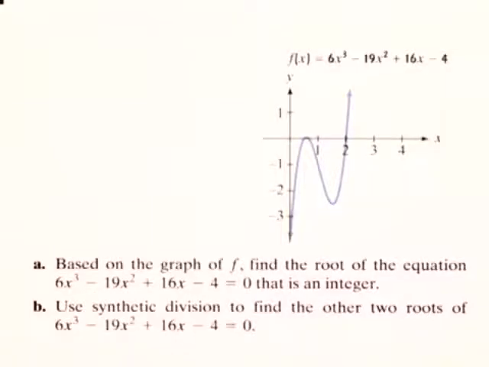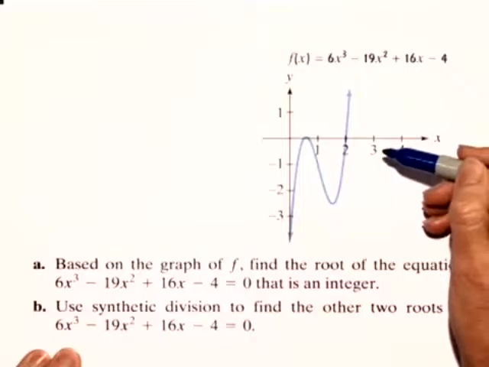For this example, we want to use the graph of a polynomial function to help us find the roots of the function. So we have this graph of f of x equals 6x cubed minus 19x squared plus 16x minus 4. In part A, we want to find the root of the equation 6x cubed minus 19x squared plus 16x minus 4 equals 0, that is an integer. Well, that's easy to do.